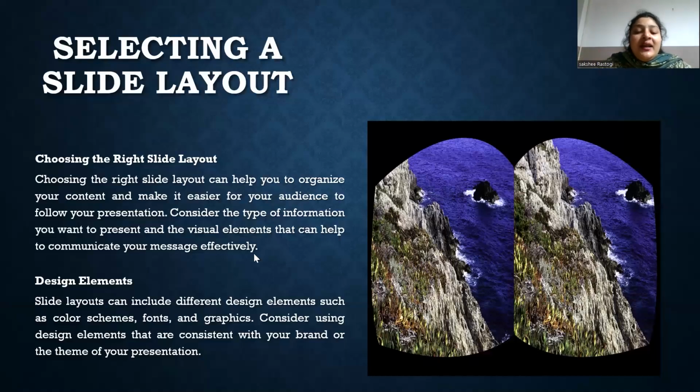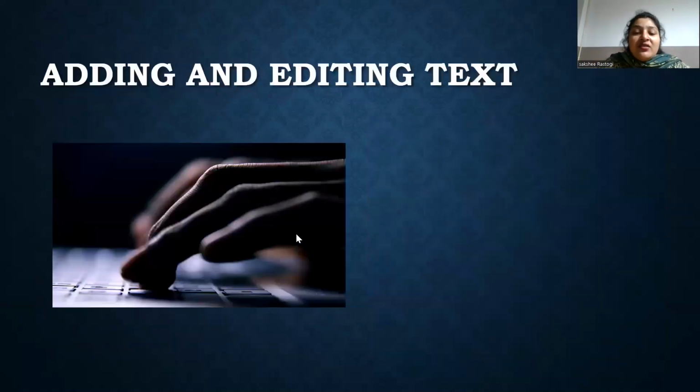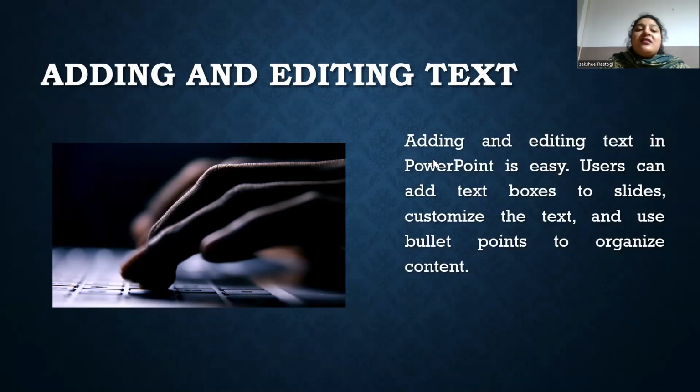Now, adding and editing text. To add and edit text in PowerPoint, you have to follow some steps. Adding text: select a slide or create a new one. Click on the Insert tab in the ribbon. Click on the text box or use the shortcut Alt Shift plus T. Draw the text box on the slide. Type in your text.